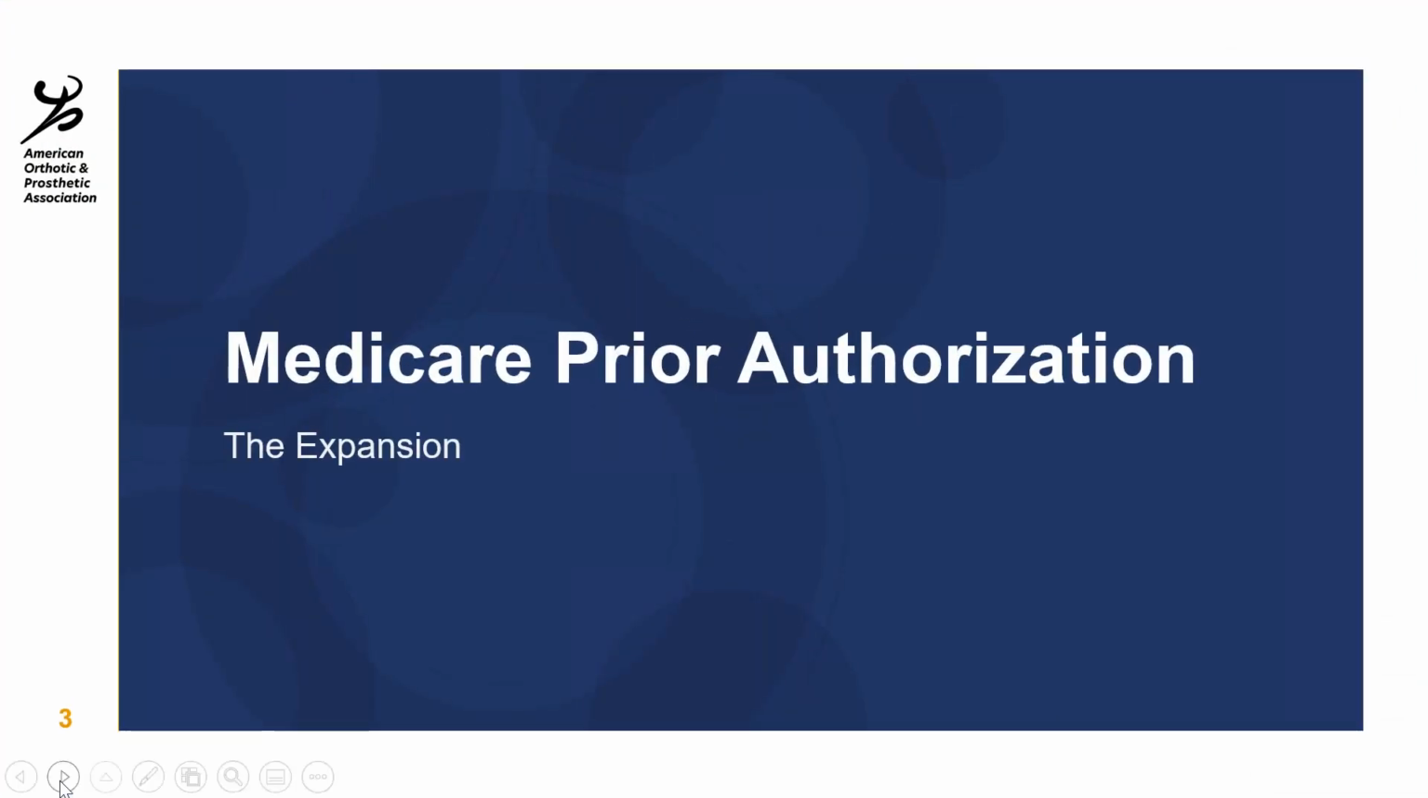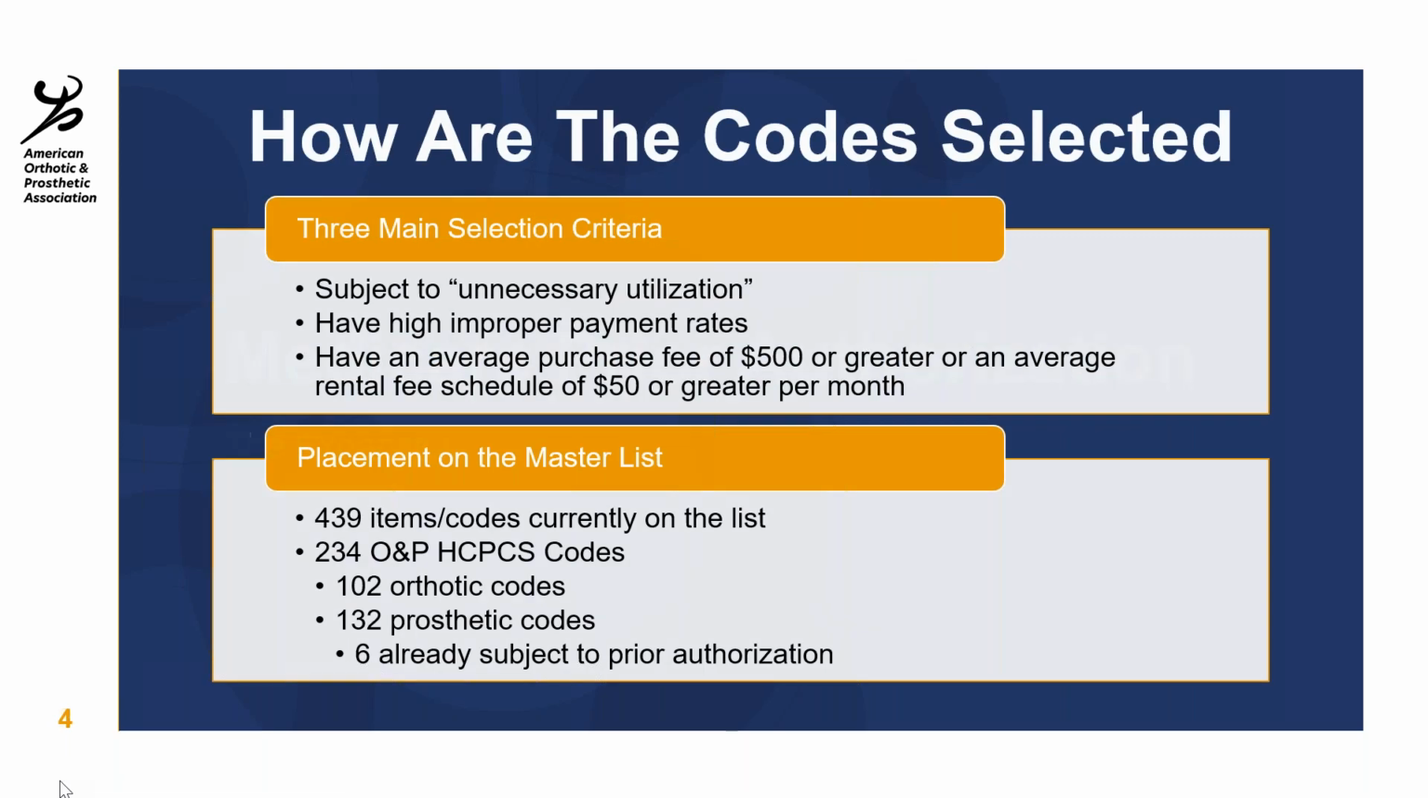So the first thing we're going to talk about is the expansion of the program. So again, for the first time, the program is moving outside of the initial realm of lower limb prosthetic codes. We are moving into orthotic HCPCS codes. So let's talk about how a HCPCS code ends up on what's called the quote-unquote master list, meaning that it is a code that has been identified by CMS and is eligible for inclusion in a prior authorization program.